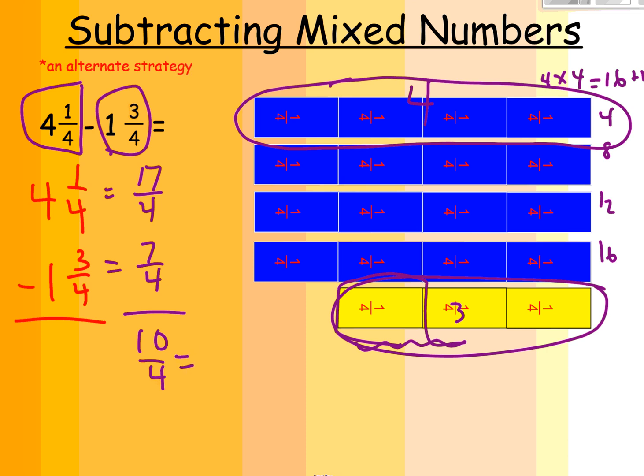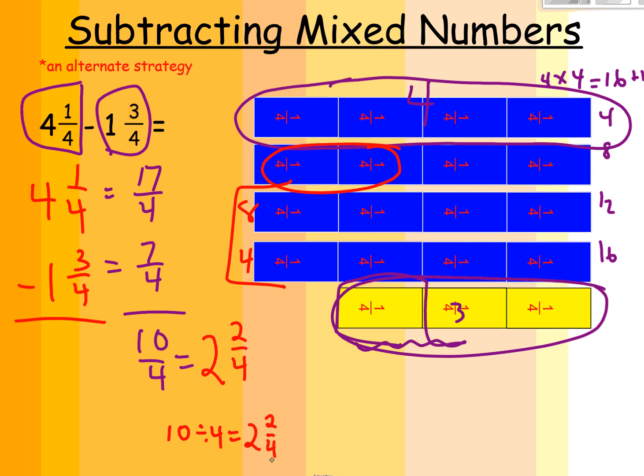So here's 4, 8, I would have 2 wholes and then 2 more. So 2 2/4, or 10 divided by 4, which is 2 with the remainder of 2, so we call that 2/4. And that can be simplified by 2 to get 2 1/2.